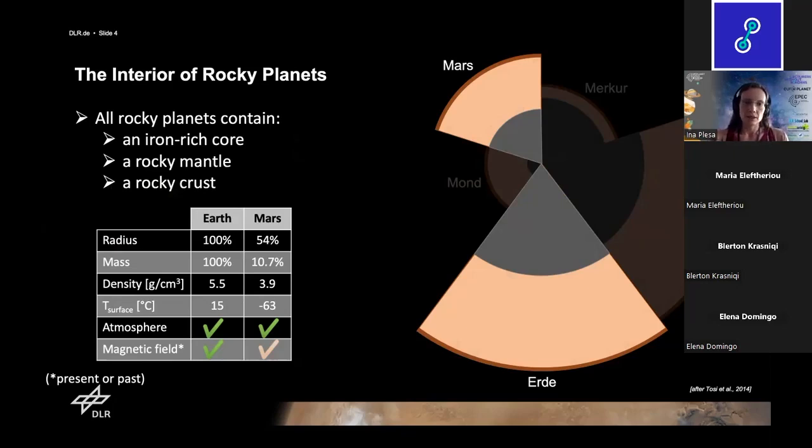And in terms of the magnetic field, we know that on the Earth, we have a magnetic field that is generated in the Earth's core. On Mars, currently, we don't have an active magnetic field, but we see the fingerprints of a past magnetic field on Mars. So we know that Mars at some point had an active magnetic field. And this, of course, is important because it gives us some idea of how the planet evolved with time.